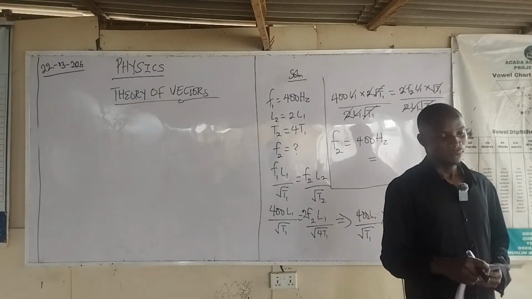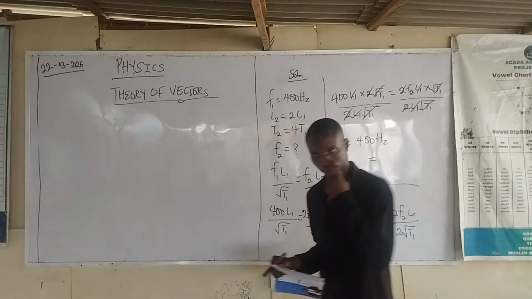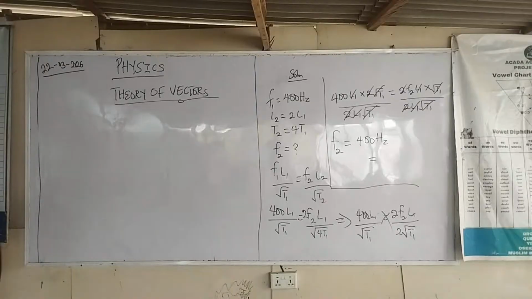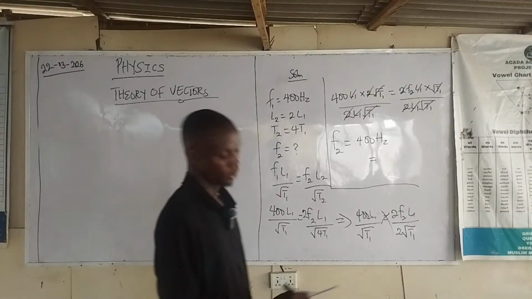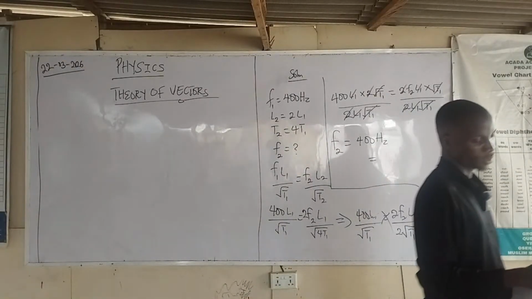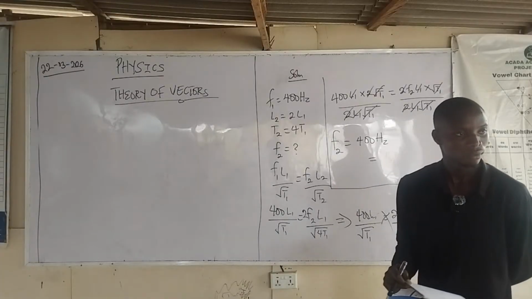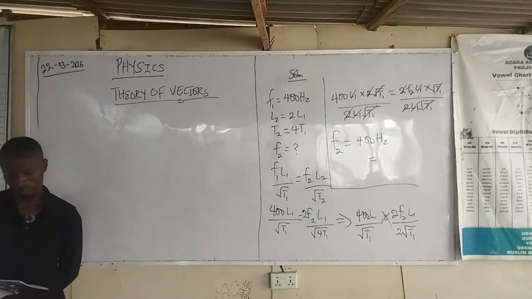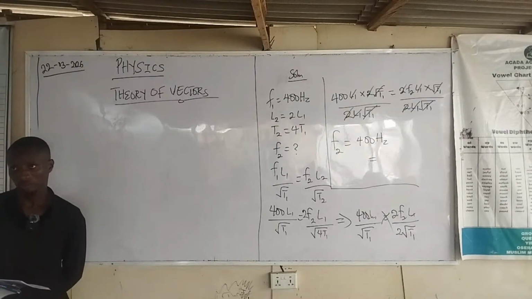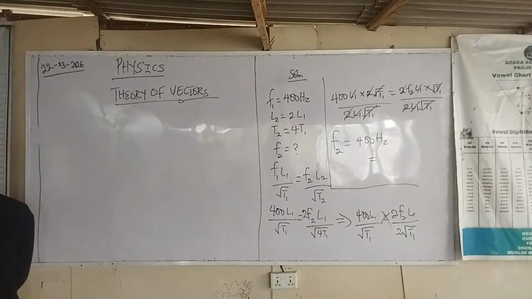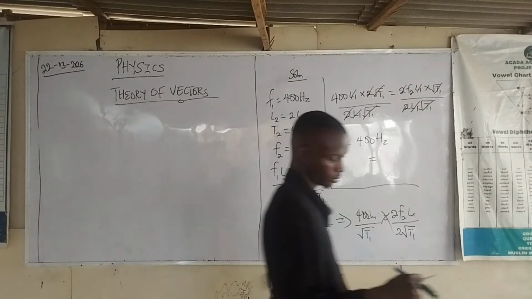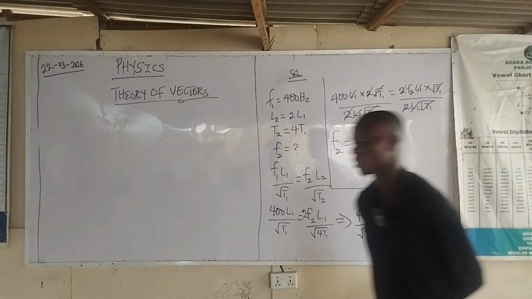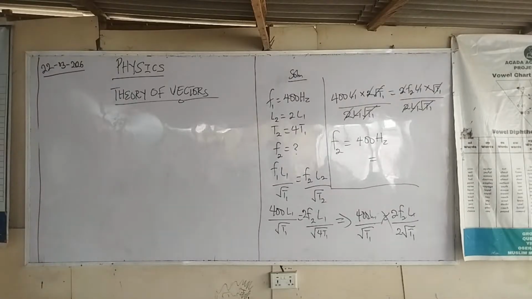Examples are speed, pressure, volume, density, electric potential, area, distance, and all fundamental quantities. So there's mass, all fundamental quantities.